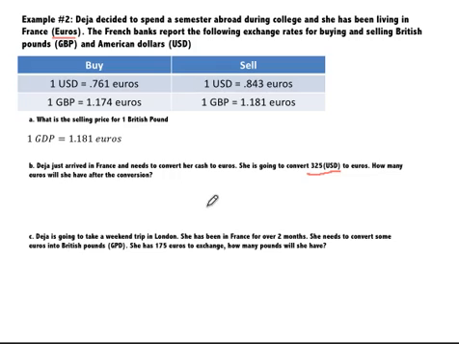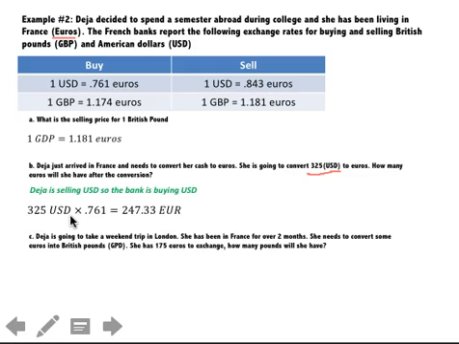So the nice thing is we can see here that there's no mention of commission, so we don't need to worry about commission. But what we do need to worry about is whether we use the buy or the sell rate. Well, I know in this case that Deja is selling US dollars. That's what she has. So the bank is buying US dollars. So I'm going to go to the buy column and find the US dollars, and this is the rate I'm going to use. And since the bank is buying, I'm going to multiply by the exchange rate. So I'm going to take my 325 US dollars and multiply by the 0.761 euros, leaving us with a total of 247 euros and 33 cents.